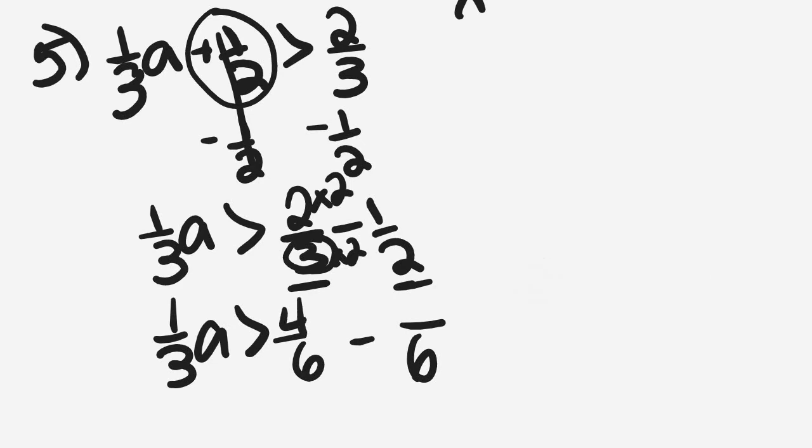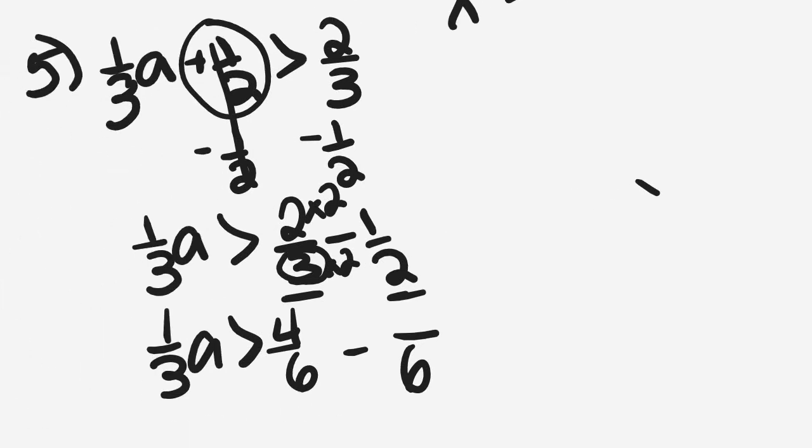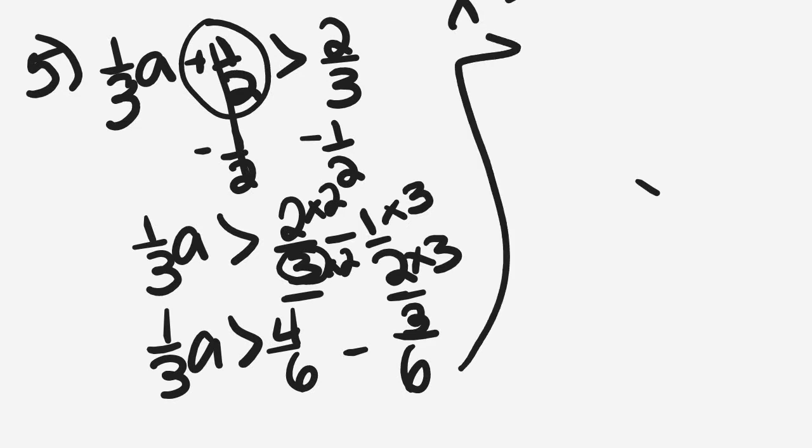Now to get from 2 to 6, I multiplied by 3. What I do to the bottom, I have to do to the top. So that is a 3 up there. Now I have the same denominator, so I can subtract across. And I am going to get, let's continue up here, 1/3 A greater than, and then 4/3 minus 3/3 is going to leave us with 1/6.